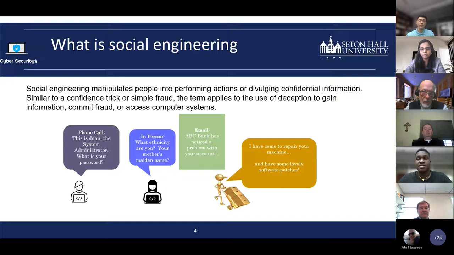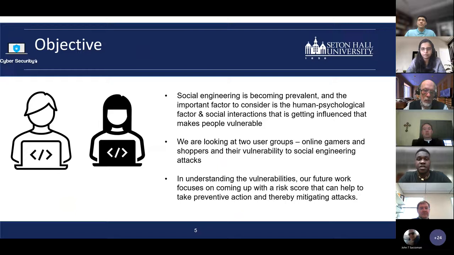So the objective of our presentation is simply to underline the importance of the fact that social engineering is becoming all the more prevalent, and also take a look at the factors as to why people nowadays are facing more social engineering attacks, why we're more at harm and more at risk of losing our data and having our data perpetuated online.